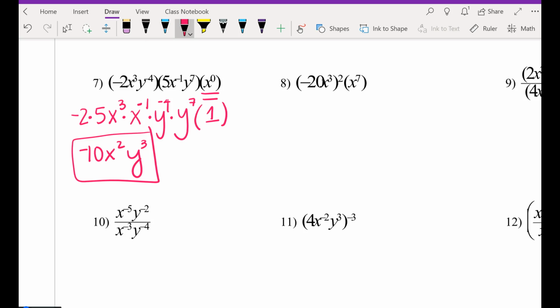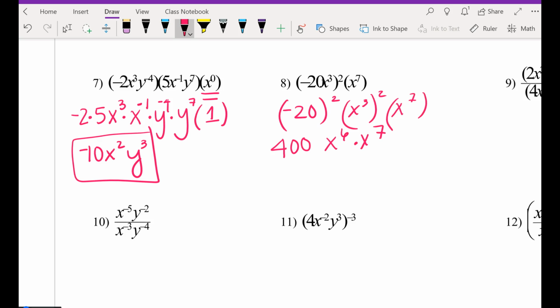All right, number 8. -20 to what power? 2nd. X to the 3rd to what power? 2nd. Then times x to the 7th. -20 squared is now what, Ainsley? Is it 400, guys? Yes. X to the 6 times x to the 7. Box that up, call it a day, take a nap. No. Final answer. 400 what? X to the 13.